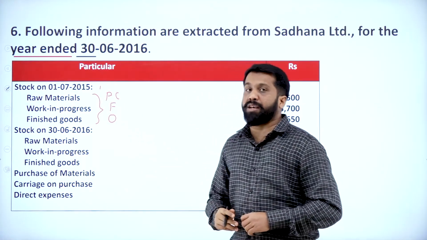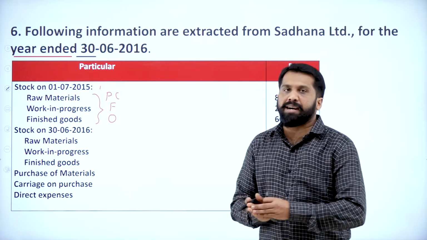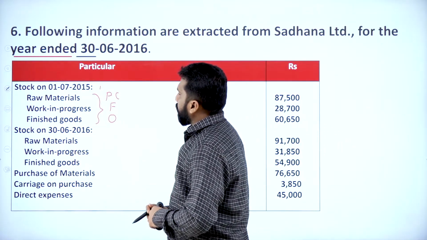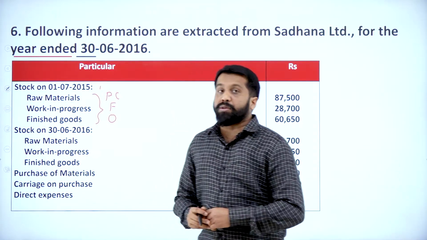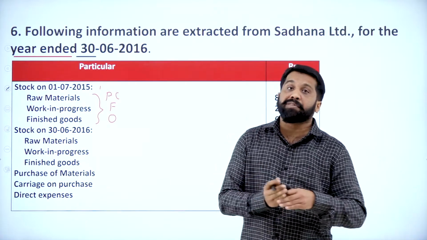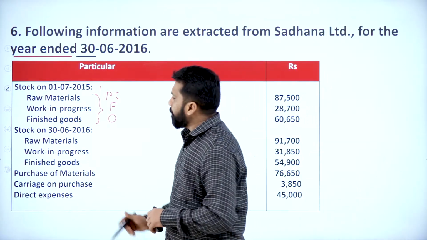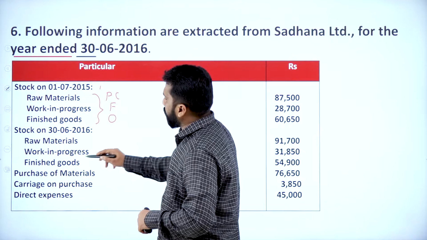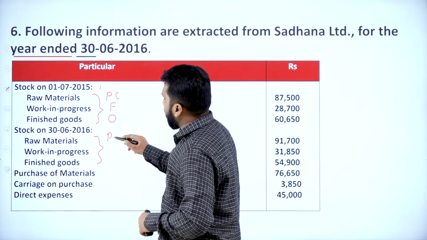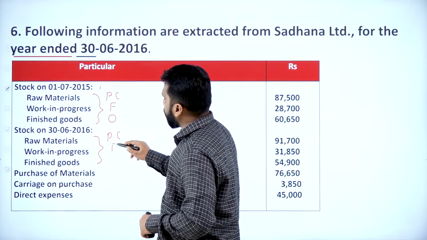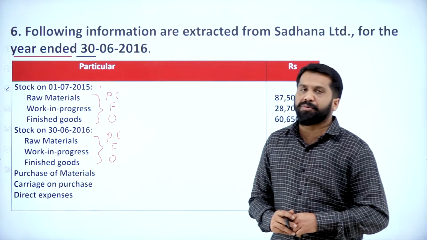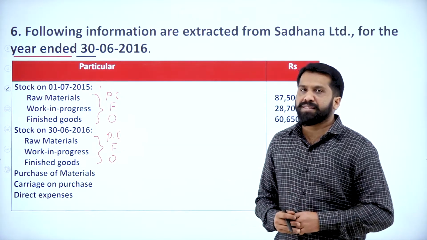You know all this, because I have explained it in the last 2 to 3 sessions. Now, these are your closing stock. As you know, closing stock has to be added or subtracted? Yes, it has to be subtracted, minus. Now, raw material is prime cost, work in progress is factory, and finished goods comes under office overhead. Hope you understood up to this.